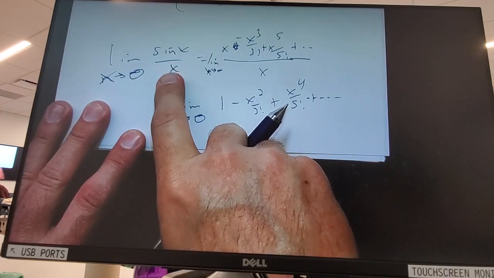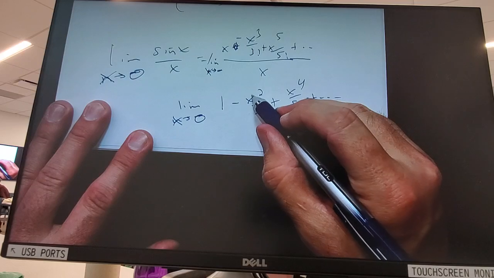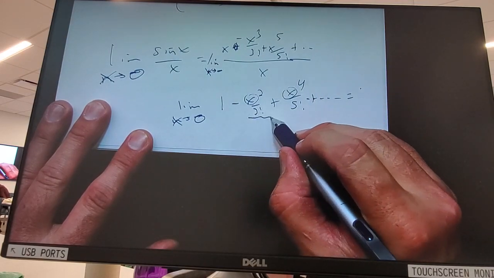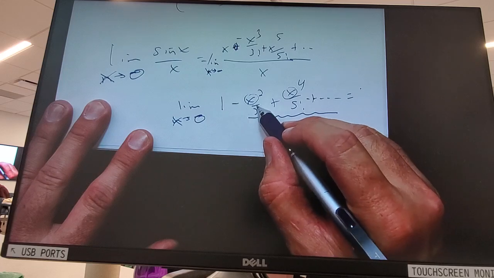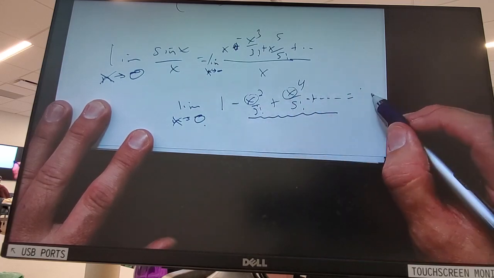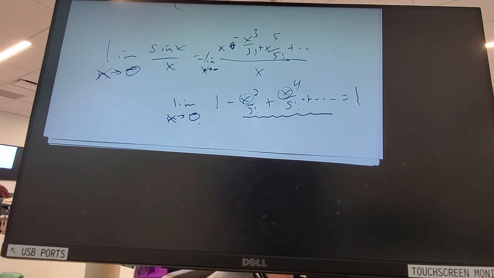This is supposed to be 1. And sure enough, if I let x go to 0, what do I get? Every single term after this has at least one x in it, in fact at least 2. So if I let x go to 0, I do get 1.